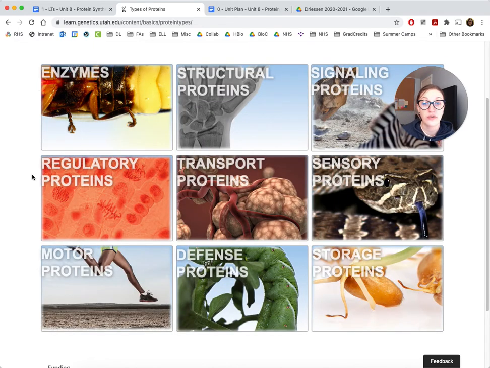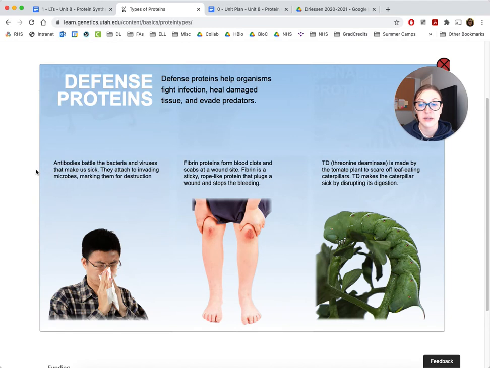Motor proteins are those that, when you think about the word motor, help move. So these are proteins that help move your muscles and your muscle cells in particular, which then therefore moves entire muscle tissue. Defense proteins, these are kind of cool. So some examples are the types of antibodies that course through your bloodstream and they attack the bacteria and viruses that make you sick. Fibrin proteins from blood clots and scabs at a wound site prevent you from bleeding out. And some organisms produce proteins that make them taste bad or are toxic. And so plants will create these proteins to prevent insects from consuming them.